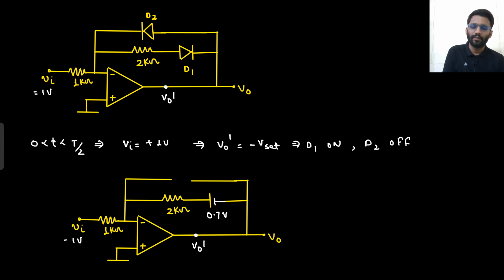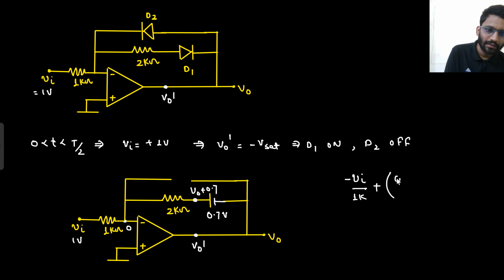Now there is a negative feedback involved. Vin is equal to 1 volt, not minus 1 volt. Some part of the output is coming towards the input side, so there is negative feedback. So this node will be equal to 0 only. And this node will be V naught plus 0.7. So I can apply nodal at 0: 0 minus Vin divided by 1K plus 0 minus V naught minus 0.7 divided by 2K is equal to 0.